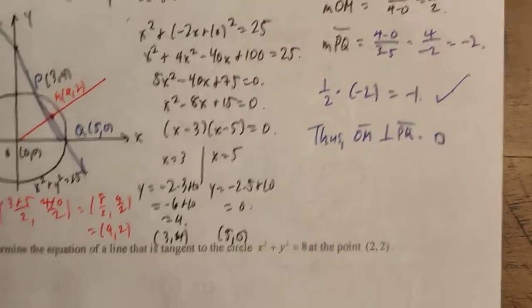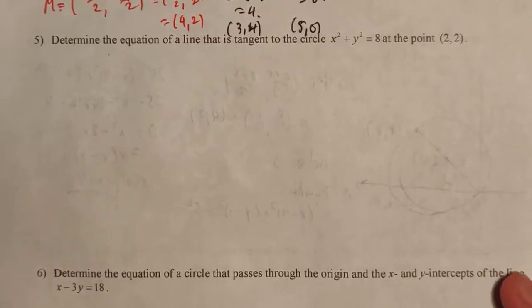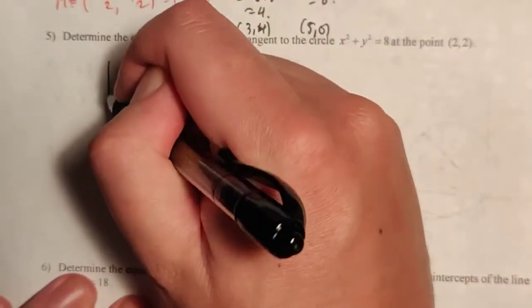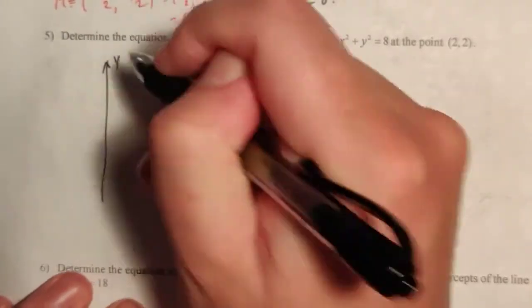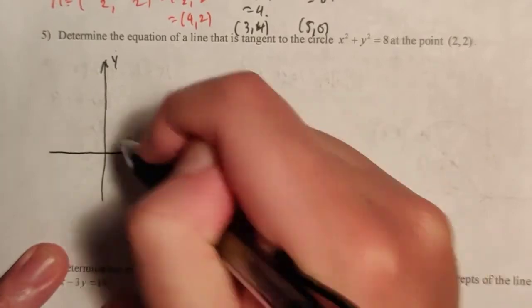Now, number 5. Let's move on. Number 5 here. Determine the equation of a line that is tangent to the circle x squared plus y squared equals 8 at the point (2, 2). So, again, sketch. You don't have to do the sketch here, but I highly suggest doing the sketch because it helps you visualize the situation here.